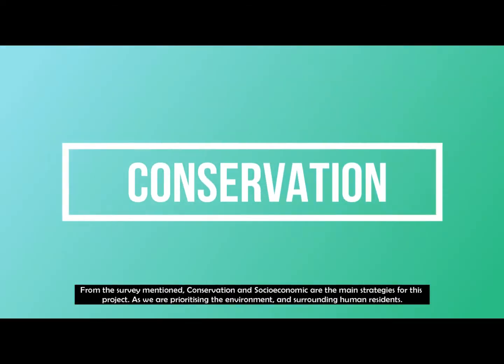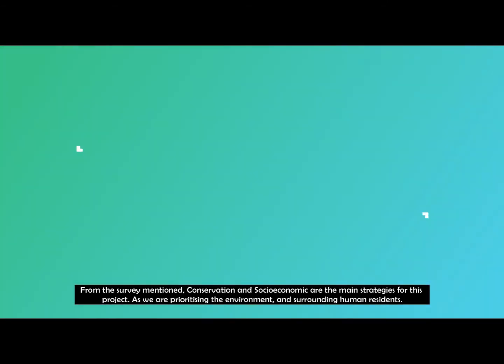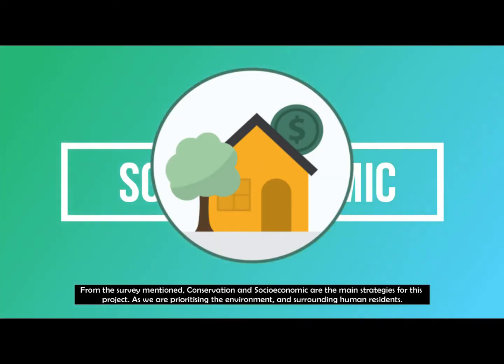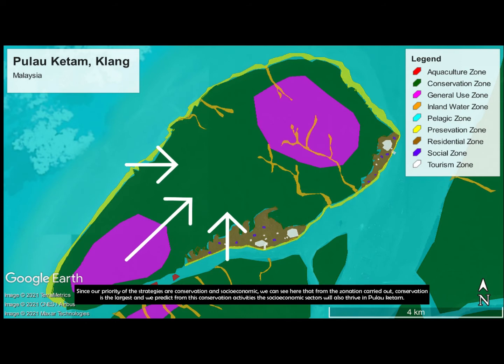From the survey mentioned, conservation and socio-economics are the main strategies for this project, as we are prioritizing the environment and surrounding human residents. In this diagram, we can see the zonation of Pulau Ketam area. Since our priorities are the strategies of conservation and socio-economics, we can see here that from the zonation carried out, conservation is the largest, and we predict from these conservation activities, the socio-economic sectors will also thrive in Pulau Ketam.